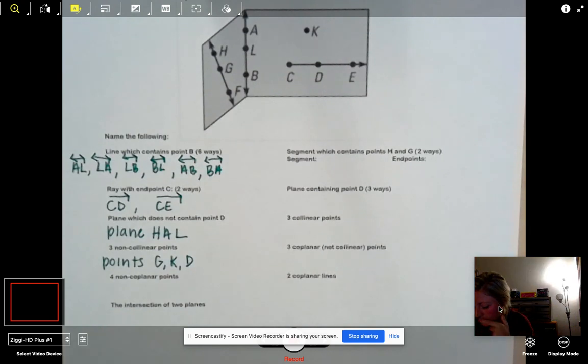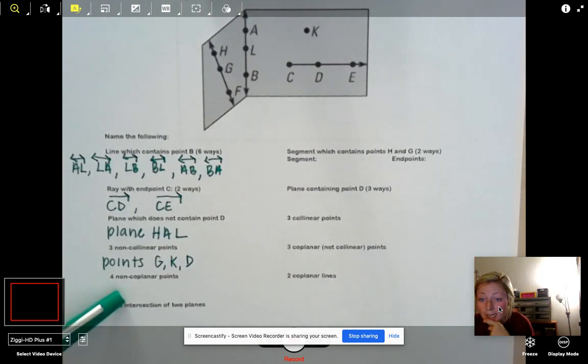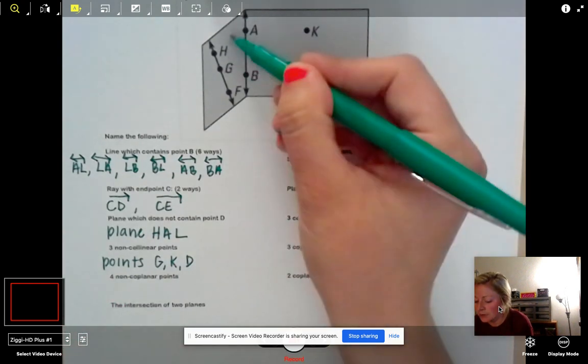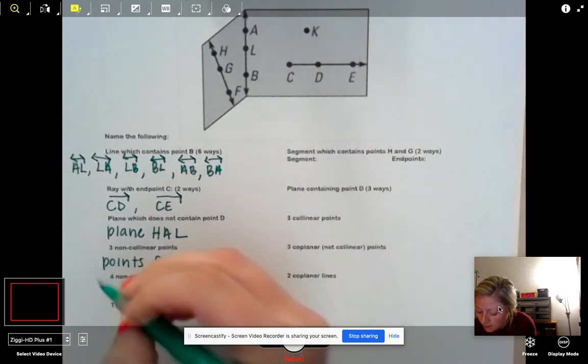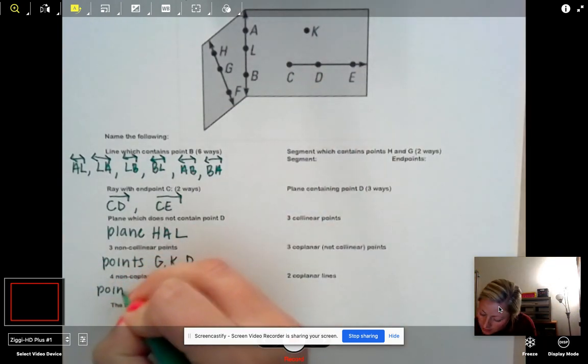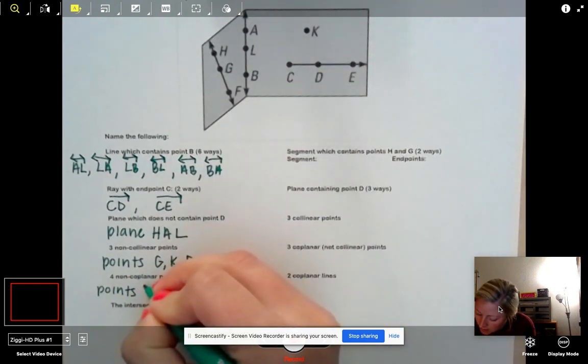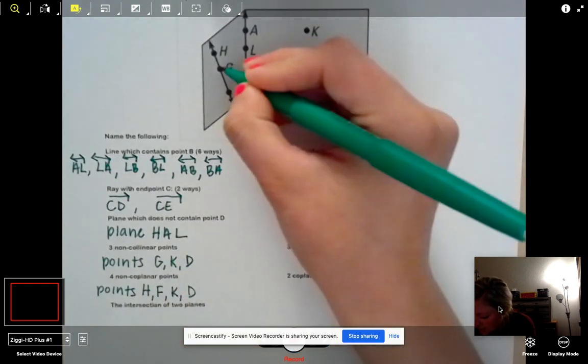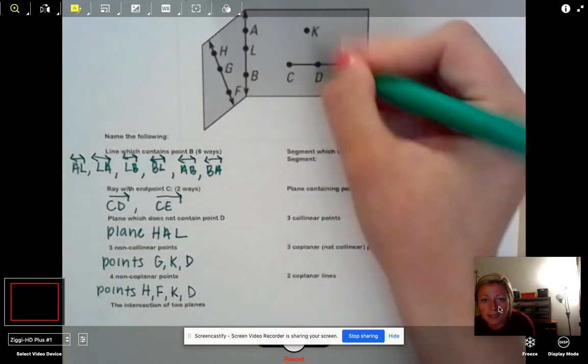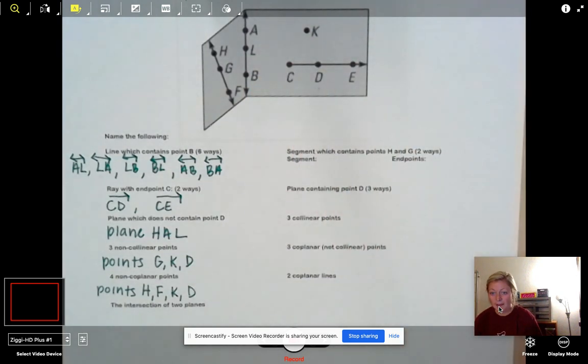Perfect. Name 4 non-coplanar points. So non-coplanar means not on the same plane. So pick some points from this side and pick some points from this side because those are 2 separate planes. So let's say points H, F, K, D. Do you guys see how all those points are on separate sides? So we're okay there?